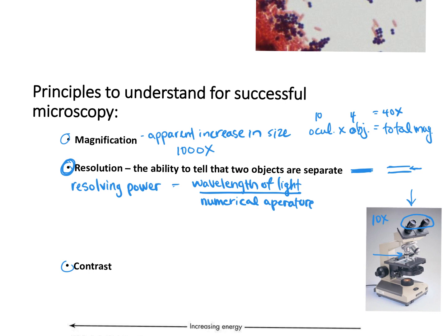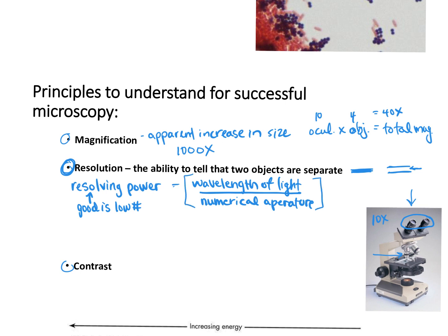First thing that you want to understand is resolving power. Good resolving power is going to be a low number because this is actually the distance between 2 objects where you can still tell that they're separate. So if the resolving power is really small, that means that the objects are really close together and you can still tell that they're separate. If they have to be really far apart in order to tell that they're separate, then that's not as good resolution.